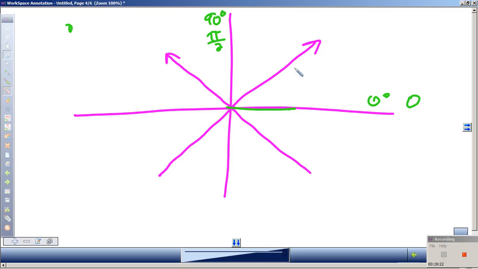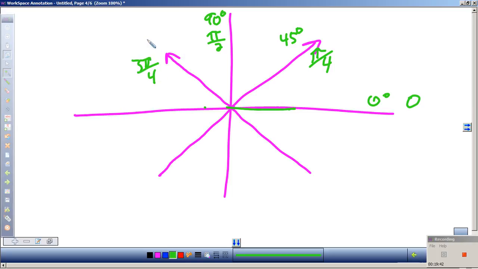Okay, so right in the middle, how many degrees is it in the middle here? 45 degrees. How many radians? Pi over 4. So you've got 0, 45, 90. This one? So it's 3 pi over 4. Or how many degrees? Okay, over here. Okay, pi, and how many degrees?